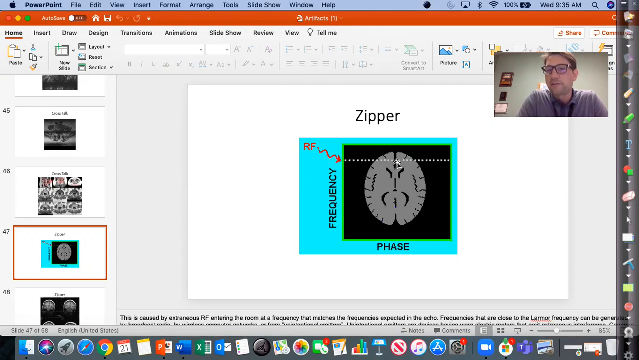So if you're trying to confirm if this is an RF leak, you could just run the scan again and flip your phase and frequency direction. And if it goes from here to here, you know it's an RF zipper artifact, and I need to figure out where it's coming from.